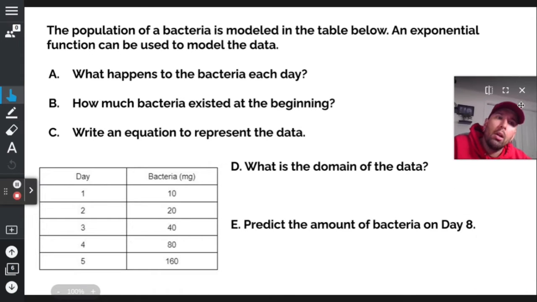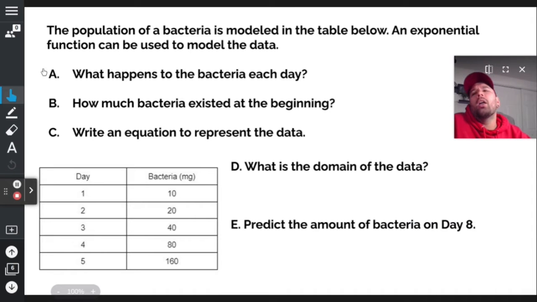No calculator. The population of a bacteria is modeled in the table below. An exponential function can be used to model the data. I stole this problem off the internet and made a bunch of examples off of it. So day 1, I have 10. Day 2, I have 20. Day 3, I have 40. Day 4, I have 80.